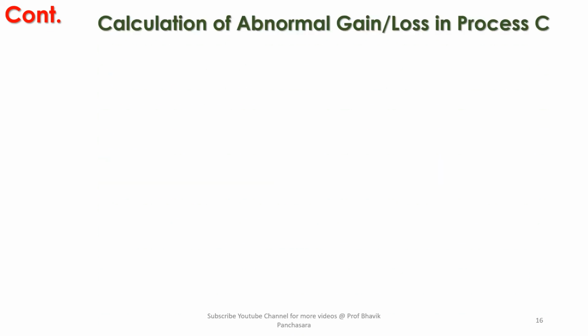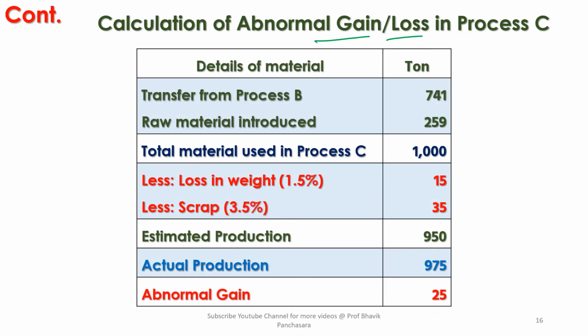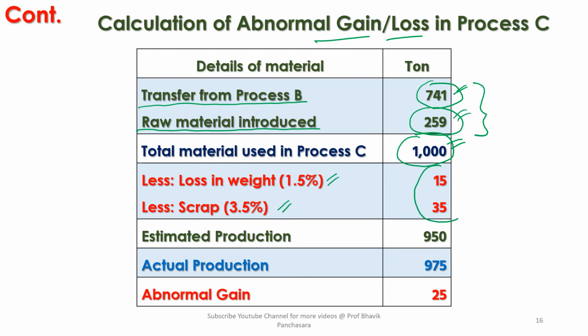Okay friends, now we will calculate the abnormal gain or abnormal loss for process C. The same way we will calculate. First I put the material transferred from process B, that is 741 ton. Then raw material introduced in this process is 259 ton. By totaling these two, we can say that the total material used in process C is 1000 ton. Now we are going to deduct loss in weight, that is 1.5%, and scrap, that is 3.5%. So we can say that 15 and 35 ton, total 50 ton, we will deduct.